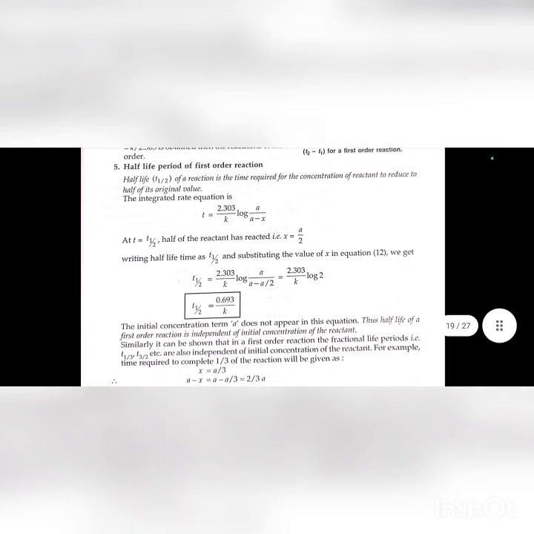By this formula we can calculate the rate constant. Now we will do the half-life period of a first order reaction.